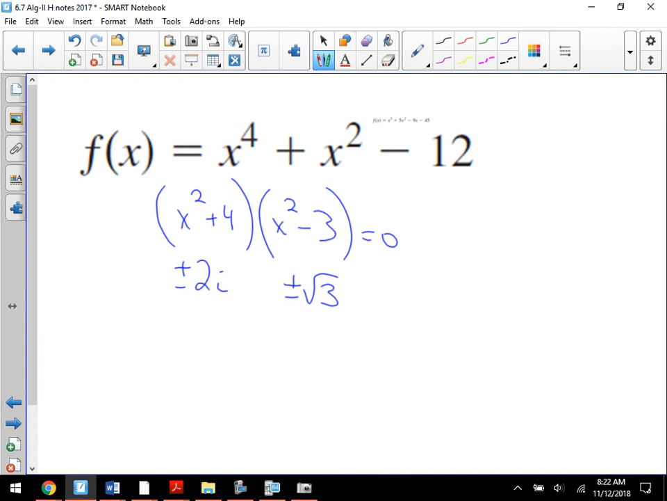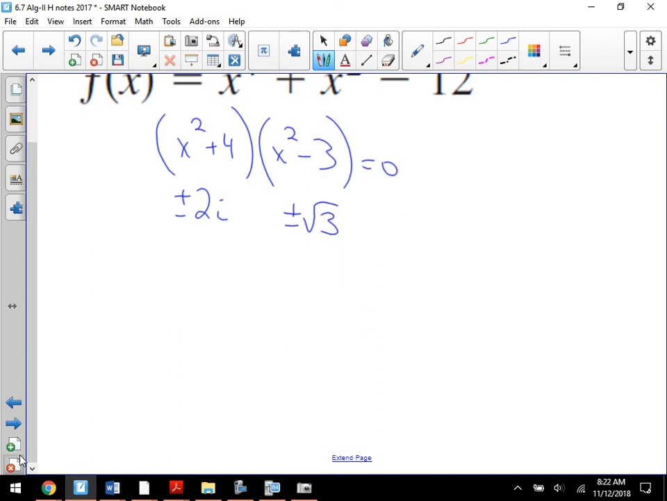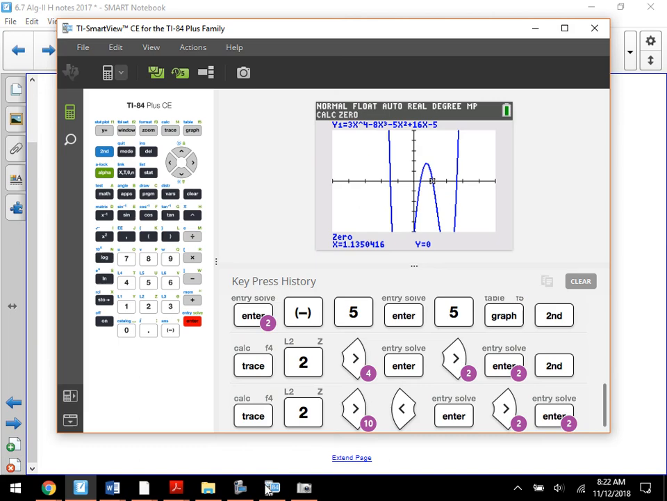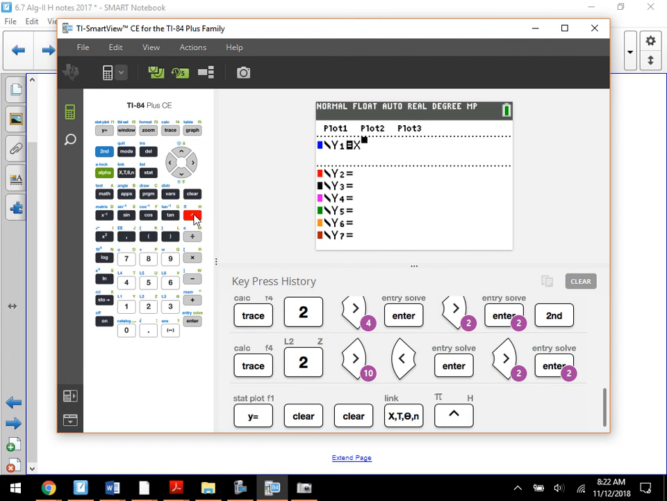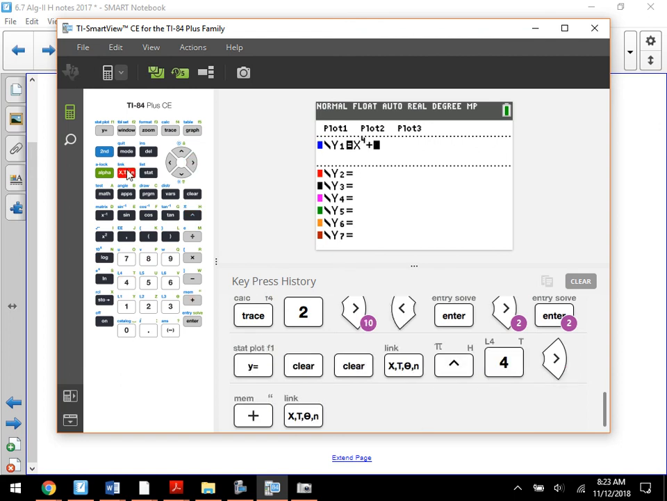There is a way to plot imaginary numbers, but when you graph them with polynomial stuff, it doesn't work as clean as you'd like it to. So here's what happens. Let me show you what it looks like. It was x to the 4th plus x squared, and then minus 12.